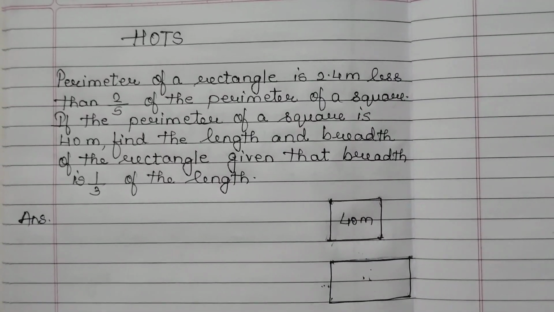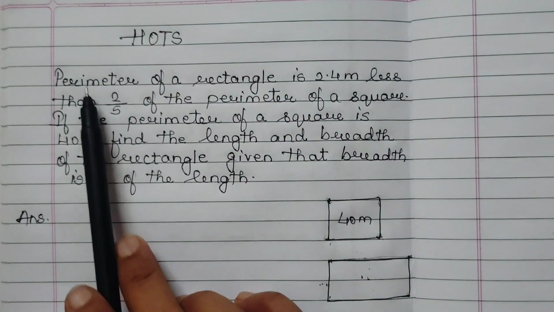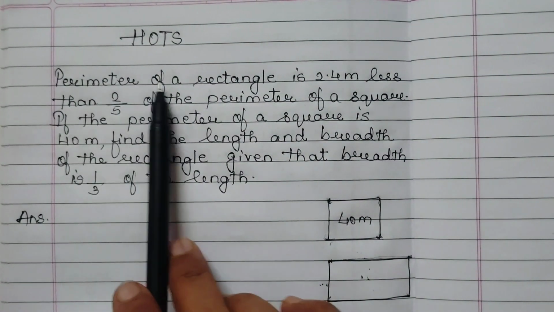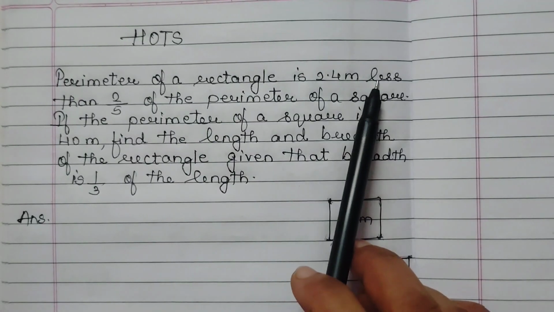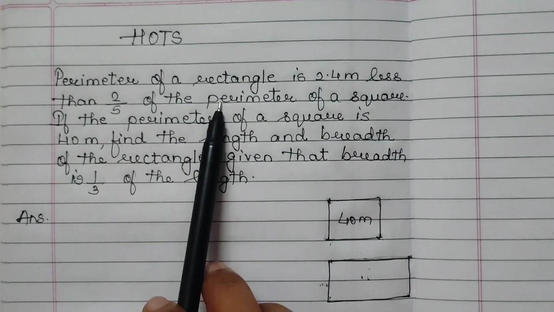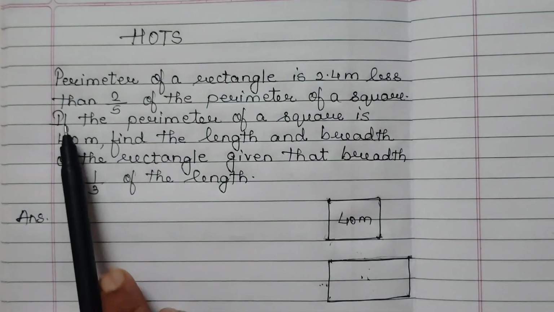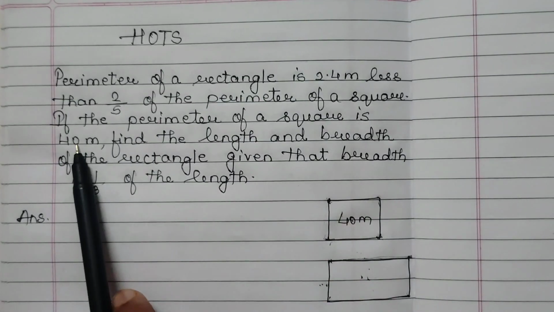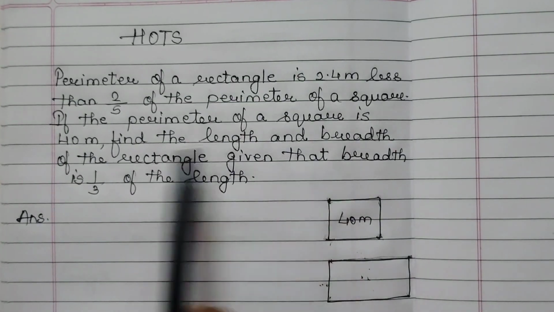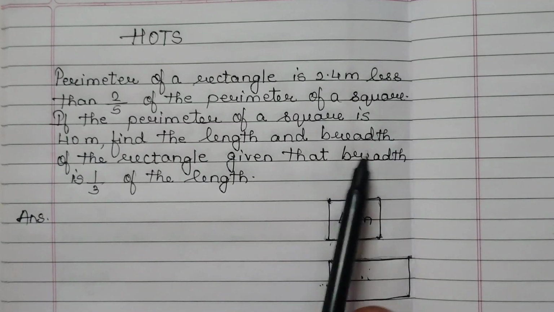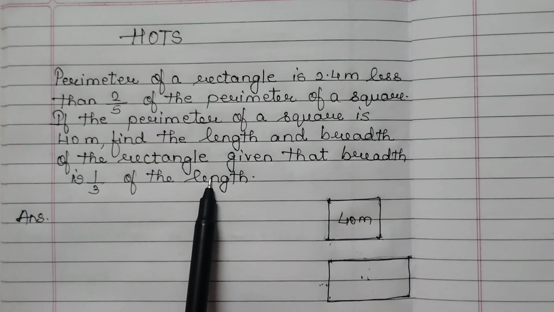Hello students, now we are going to start HOTS of chapter 3. The perimeter of a rectangle is 2.4 meter less than 2/5 of the perimeter of a square. If the perimeter of a square is 40 meter, find the length and the breadth of the rectangle, given that breadth is 1/3 of the length.